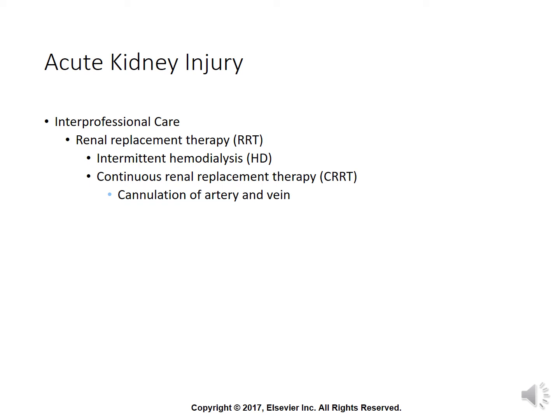So most common would be hemodialysis, where a client would have a temporary dialysis catheter placed and go for perhaps daily hemodialysis treatments based on their symptoms and their blood work. There's also continuous renal replacement therapy, which is very similar to dialysis, but it's a continuous 24-hour form of hemodialysis. It's very short-term, very expensive. It would be more common to have the intermittent hemodialysis.